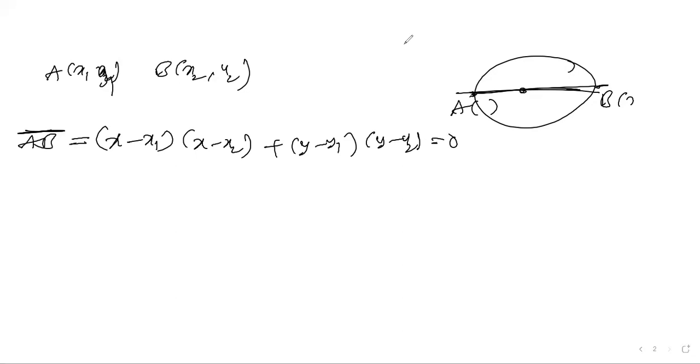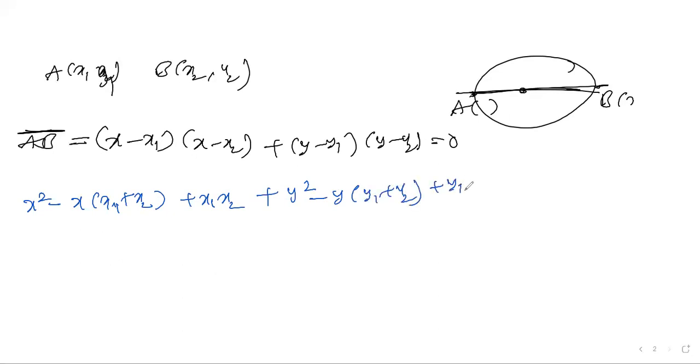So if you open this and expand it, you get x square minus x into x1 plus x2 plus x1 x2. Next, y square minus y into y1 plus y2 plus y1 into y2. If you multiply inside, you get this answer. So this is the given answer actually.